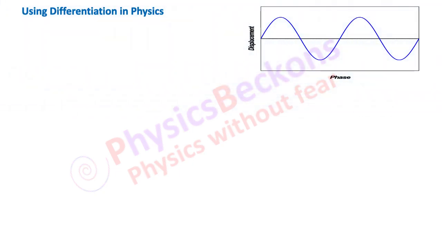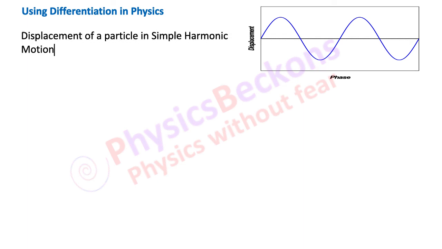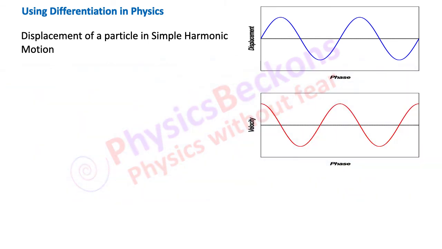This is the graph for y is equal to a sine omega t. This side we have omega t, which is also called the phase. This is the displacement of a particle in simple harmonic motion. This is the velocity of the particle in simple harmonic motion. You can see here the graph begins with 0, 0. Here the graph begins with 0 and a peak or maximum value. This is the graph for velocity.